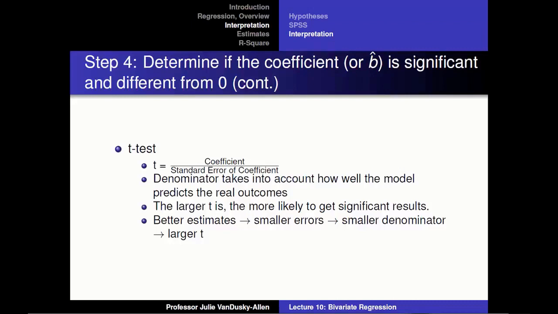The way to get a larger t-statistic in this equation is to get a model that generates good estimates, which leads to smaller errors, which leads to a smaller denominator, which leads to a larger t-statistic.